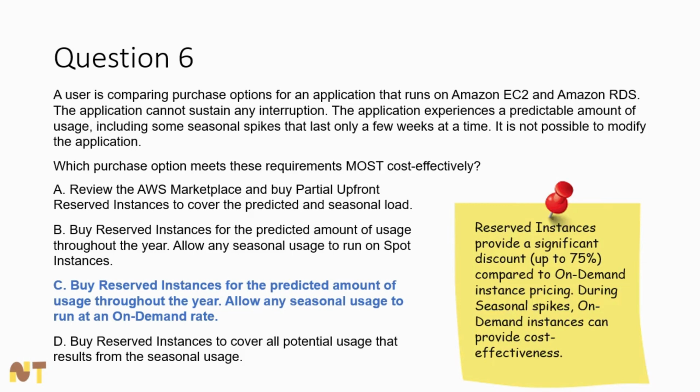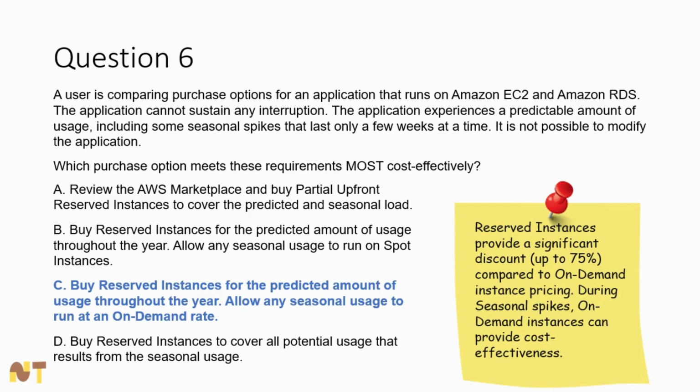In this scenario, the application cannot tolerate any interruptions, which means it needs to run continuously. This rules out using spot instances, which can be terminated with little notice. Additionally, since the application experiences seasonal spikes, it wouldn't be efficient to purchase reserved instances that cover all potential usage resulting from these spikes, as it would lead to over-provisioning for most of the year.